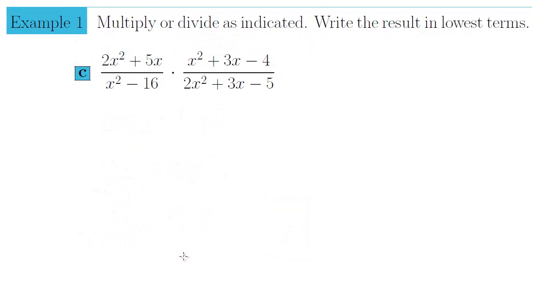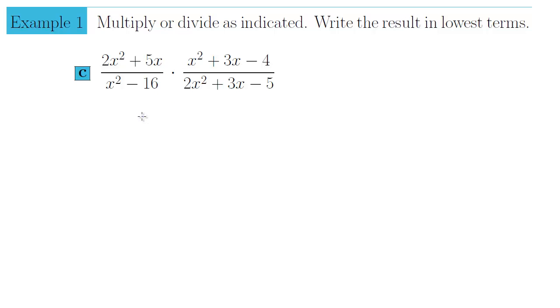Example 1c, multiply or divide as indicated. Write the result in lowest terms. 2x squared plus 5x over x squared minus 16 times x squared plus 3x minus 4 over 2x squared plus 3x minus 5. All right, this is multiplication, so we don't need to flip anything.